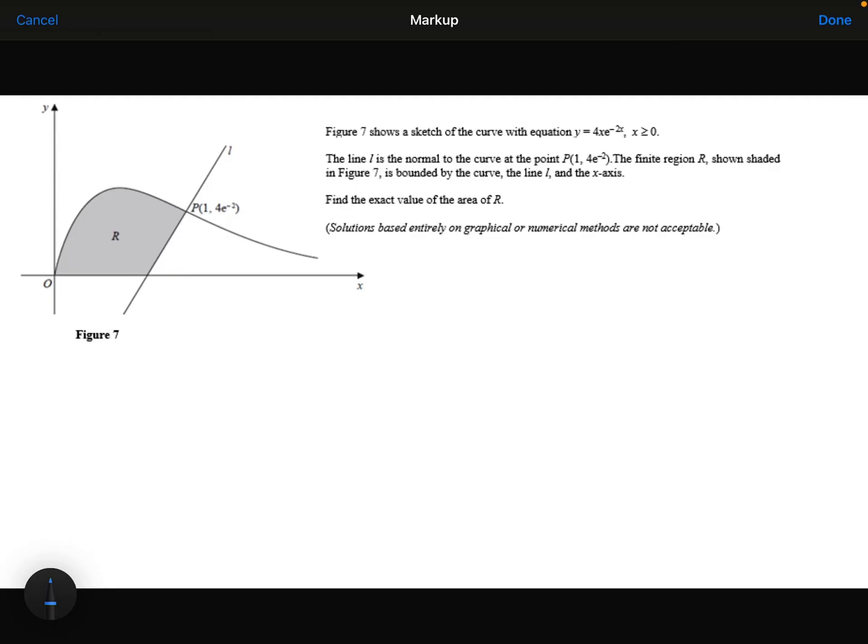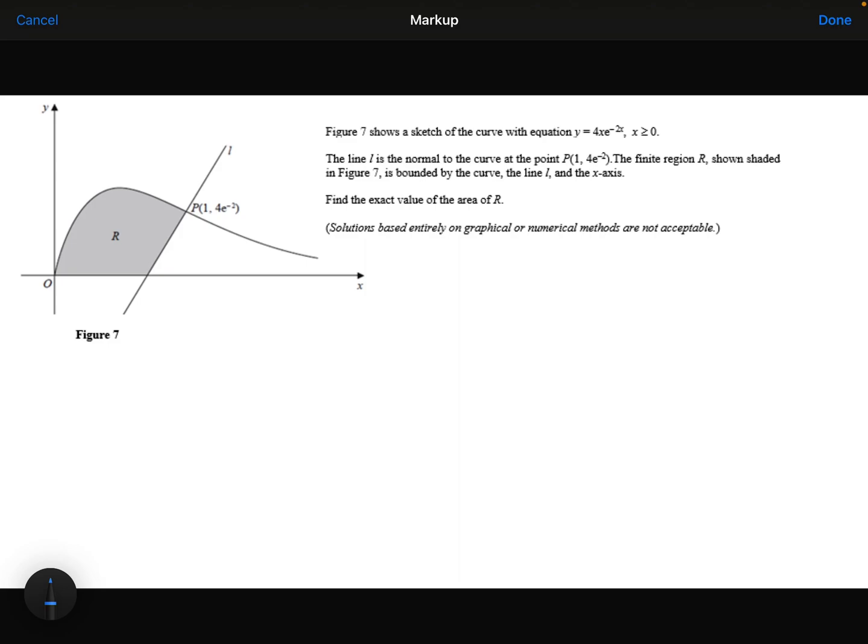Figure 7 shows a sketch of the curve with the equation y equals 4x e to the minus 2x, where x is greater than or equal to 0. The line L is normal to the curve at the point P, which is (1, 4e to the minus 2). The finite region R, shown shaded in figure 7, is bounded by the curve, the line L, and the x-axis. Find the exact value of the area R.